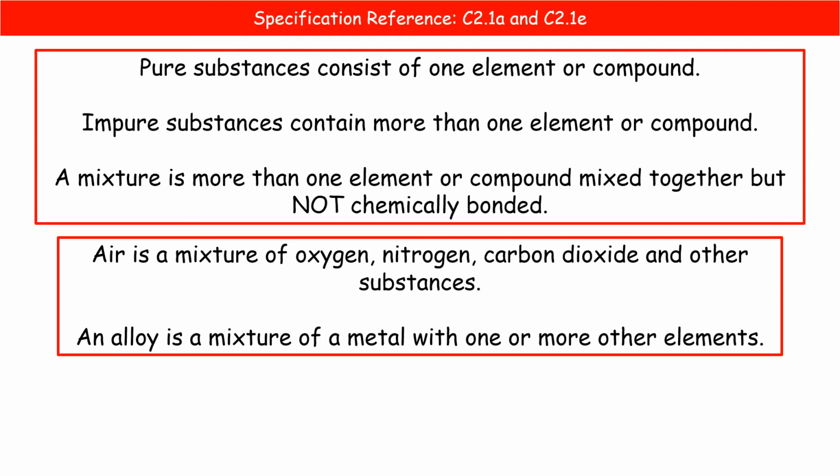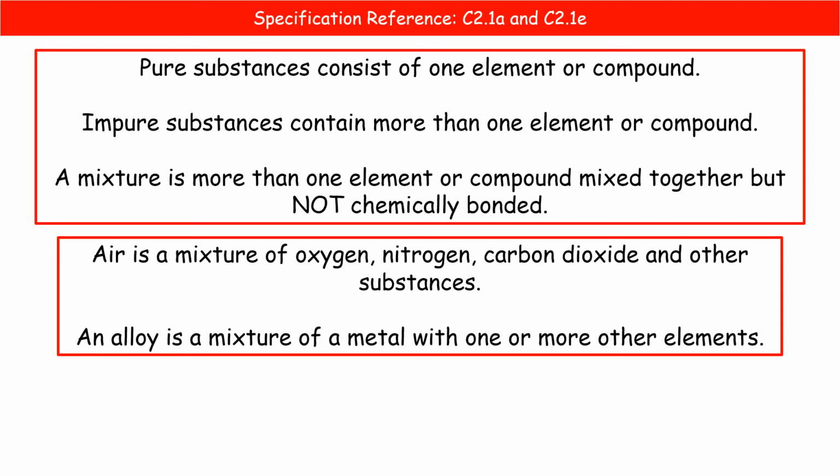The term mixture refers to where we've got more than one element or compound mixed together, but they are not chemically bonded to one another. Good example of a mixture is air. The air you are currently breathing right now is a mixture of oxygen, carbon dioxide, nitrogen, argon, other gases in trace amounts, and they are not chemically bonded together, they're all just occupying the same area.